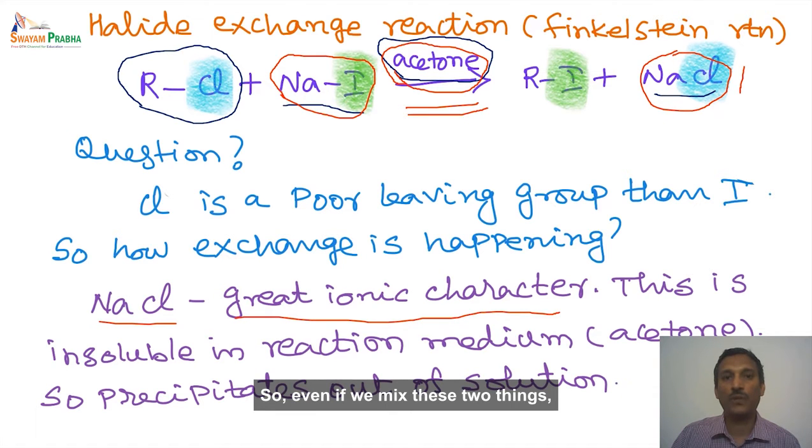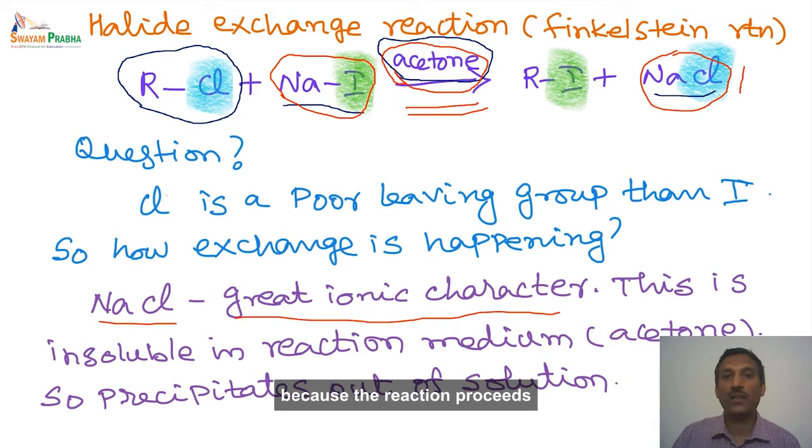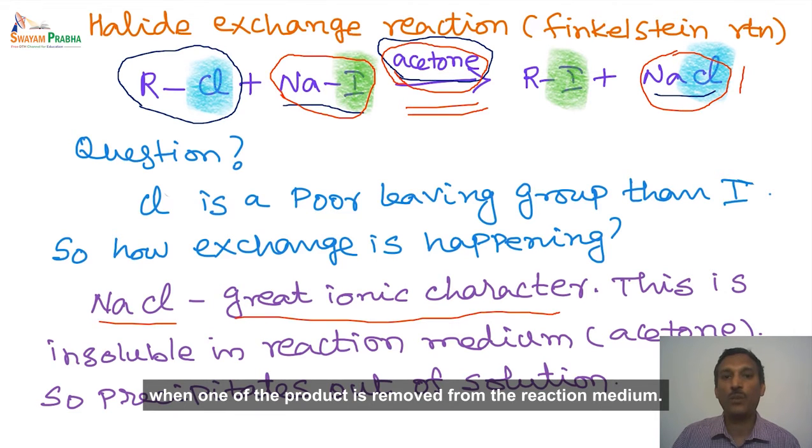So even if we mix these two things, the starting materials, alkyl chloride and sodium iodide, in acetone, even if the reaction proceeds only 5%, what happens is one of the products, which is sodium chloride, actually precipitates out or comes out of the solution. So making this reaction push forward towards the product. So that is the crucial thing in this particular reaction, because the reaction proceeds when one of the products is removed from the reaction medium.